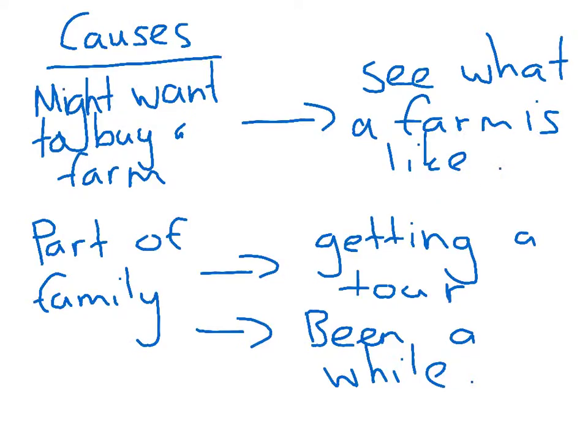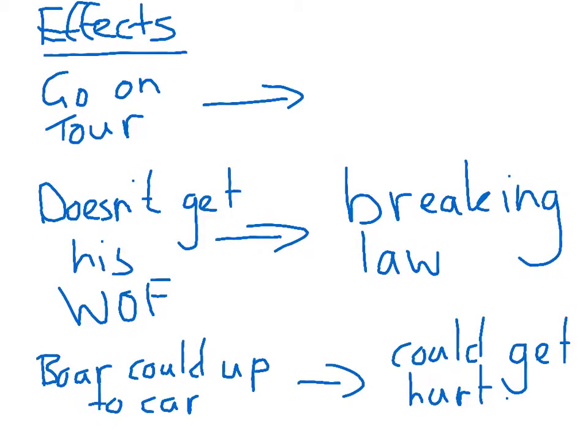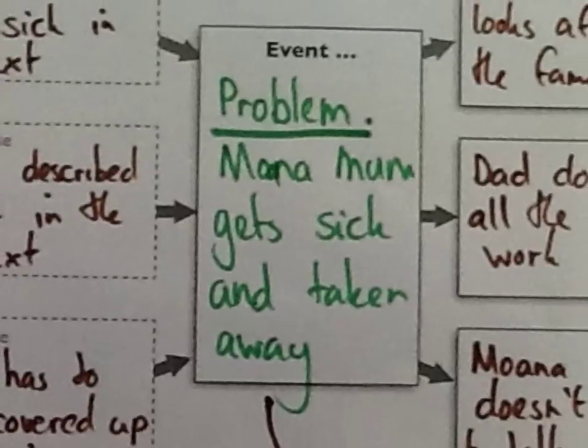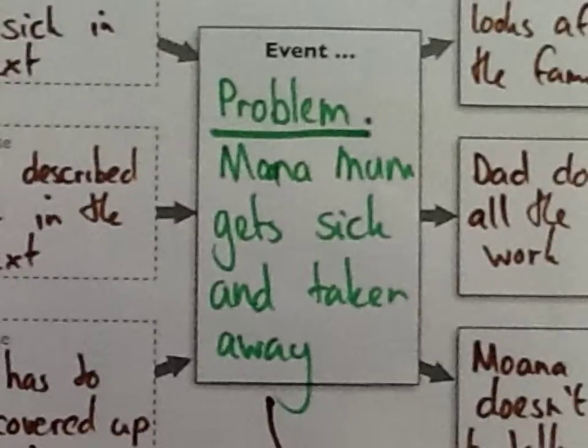That was the first one we did. Then we unpacked it, but we're going to unpack it a bit more. I'm going to go through this one we read, which was about Moana's mum getting sick and taken away. What we've done here is we're looking to explain the problem. So here's the problem here, and we're looking to explain it.